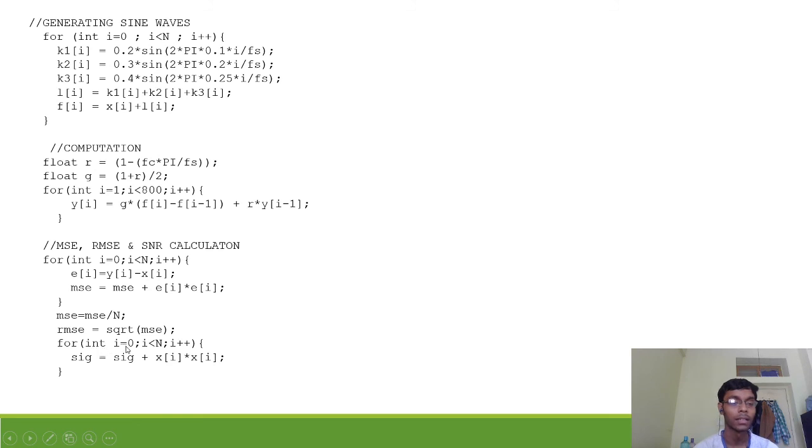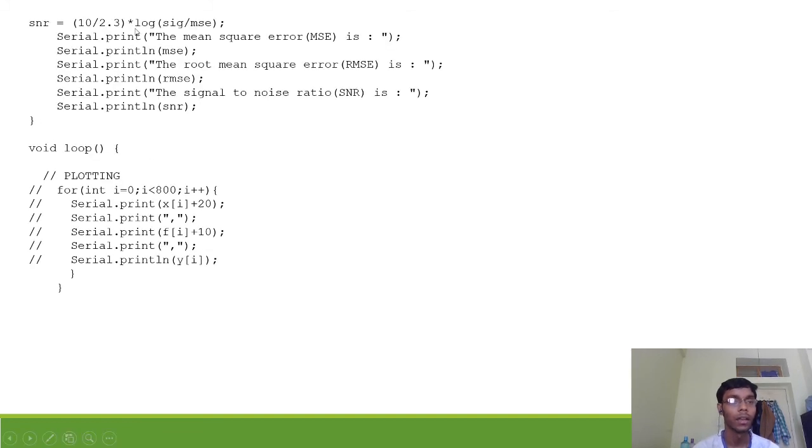And for calculating the signal value, for int I equal to 0, I less than n, I plus plus, signal equals signal plus x of I whole square. Now I have to do SNR equal to 10 by 2.3 into log of signal by mean square error, that is the noise. In Serial.print I am printing the mean square error, and in the plotting part I am plotting the signal.